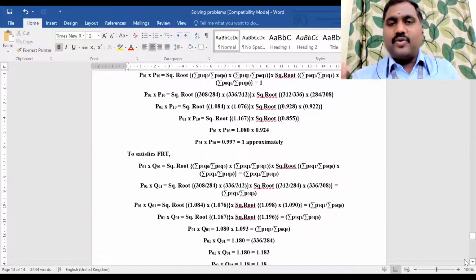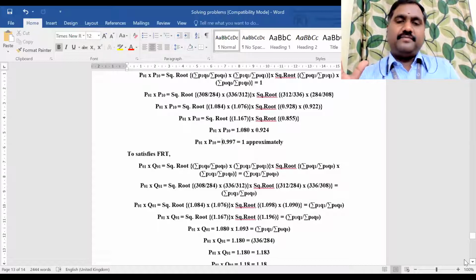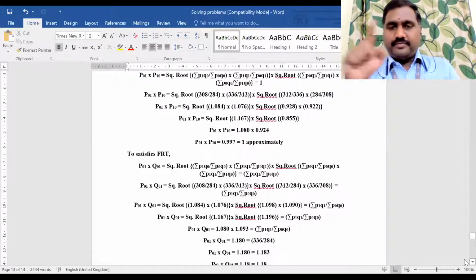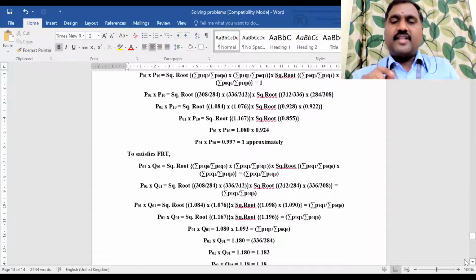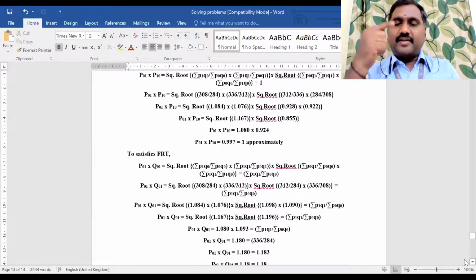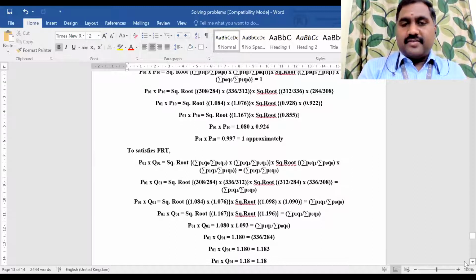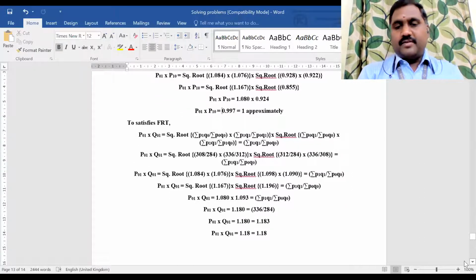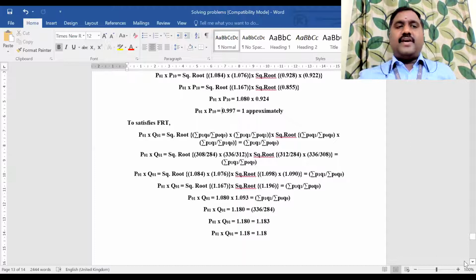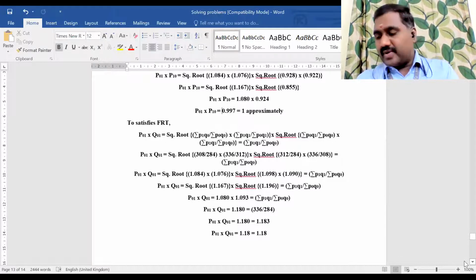Since I don't have a board, I'm just working in the Word document. When you are copying in the notebook, please copy in a proper format. Put the square root and write the values in the fraction, denominator and numerator. So this is FRT. Clear? Any doubts? If you have any doubts, you can ask me. Otherwise, we'll wind up the class.